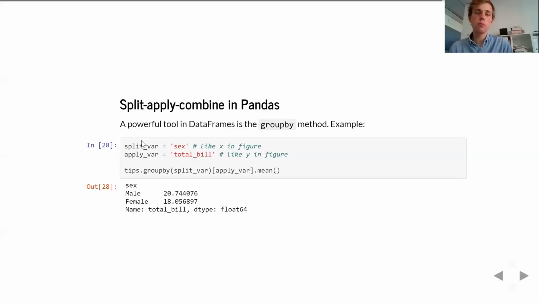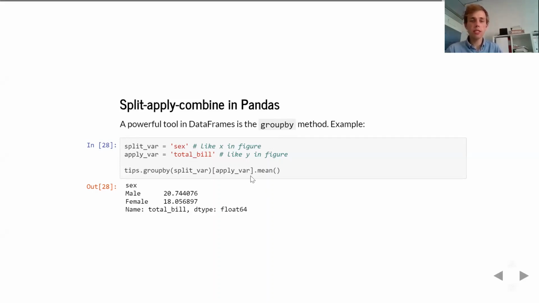Okay, so let's now use the split apply combine framework in Pandas. A powerful tool in data frames is the group by method. This method is what splits our data frame into different sub-data frames, and is therefore essential for this framework. So consider the following example. Here we want to compute the mean total bill by sex in the TIPS data frame that we got from the Seaborn package.